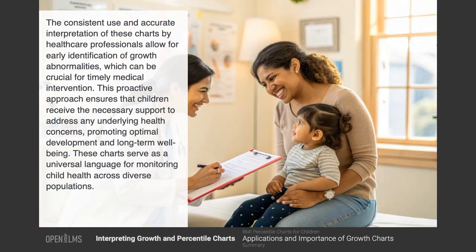The consistent use and accurate interpretation of these charts by healthcare professionals allow for early identification of growth abnormalities, which can be crucial for timely medical intervention. This proactive approach ensures that children receive the necessary support to address any underlying health concerns, promoting optimal development and long-term well-being. These charts serve as a universal language for monitoring child health across diverse populations.